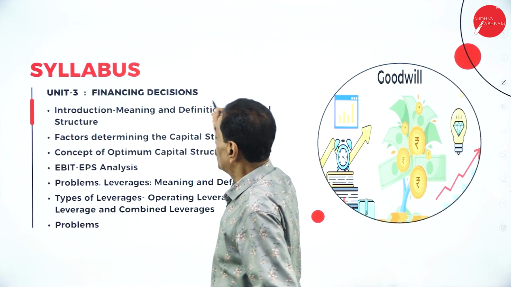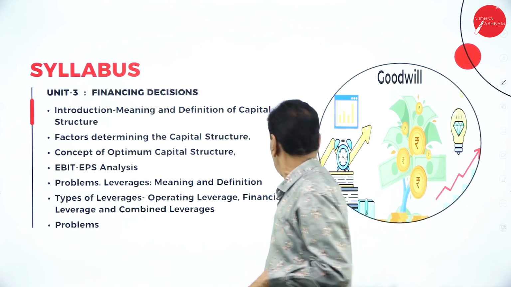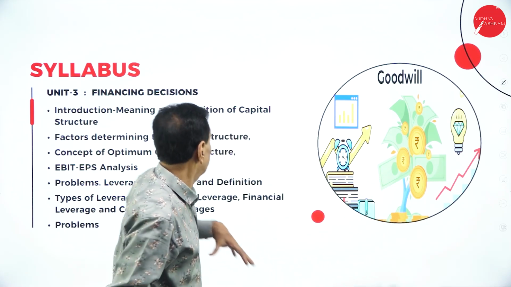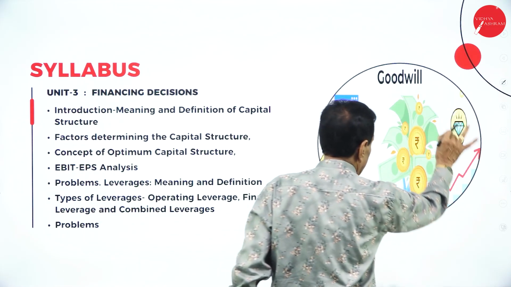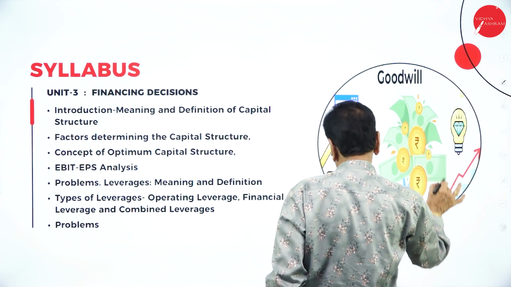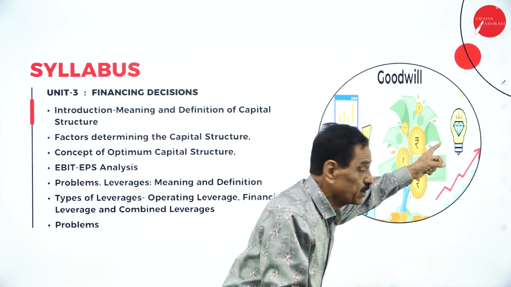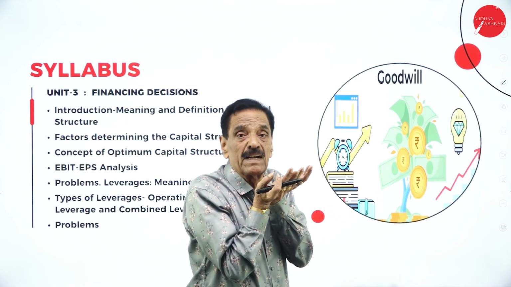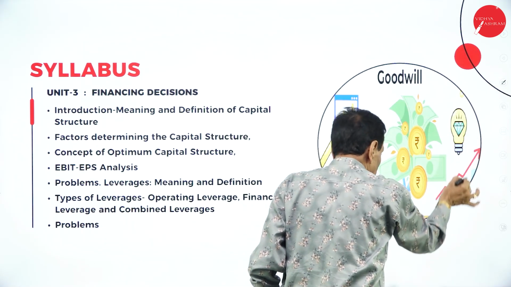Then finance decision. Here, this is a very important point. The goodwill of the company depends upon the finance decision we take. See the picture, how the finance decision will be taken. Time is most important. This light shows how we will develop the final decision. If a bad decision comes, the goodwill of the company will go.